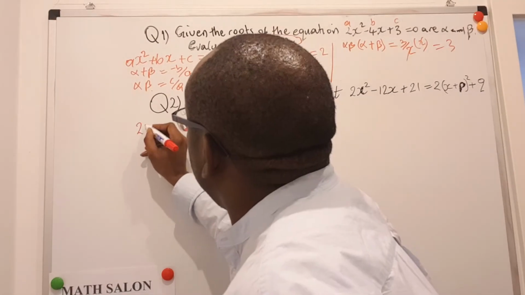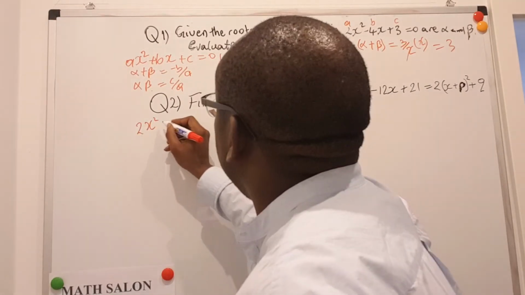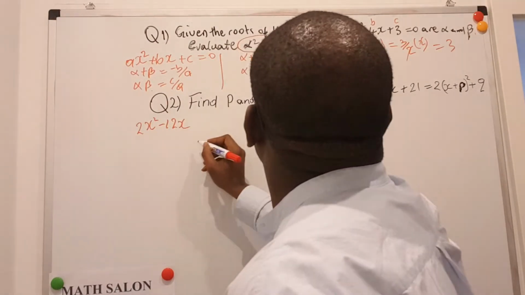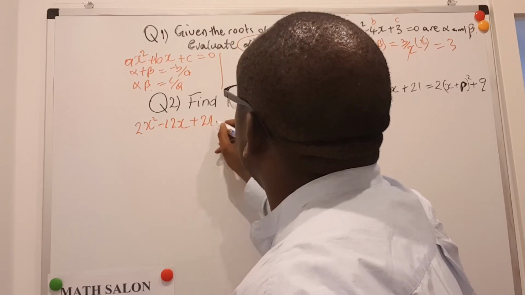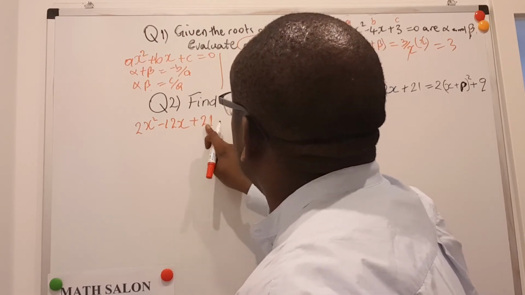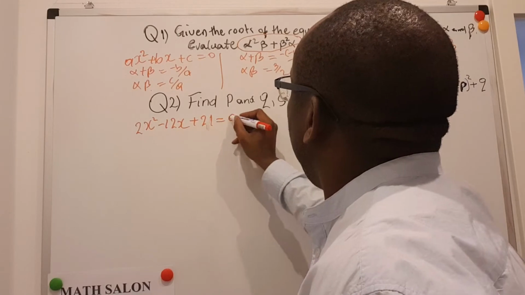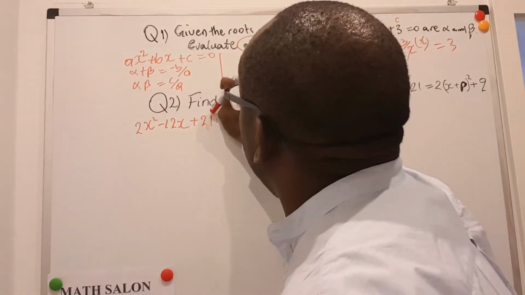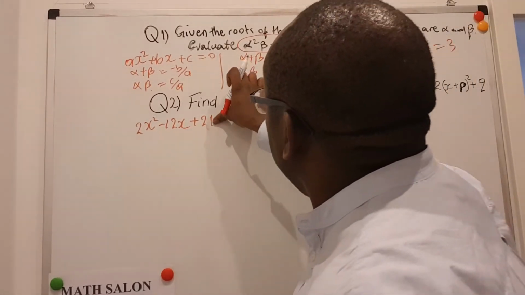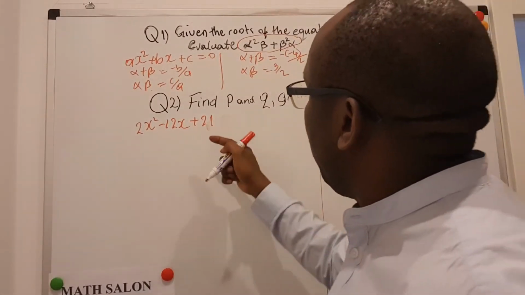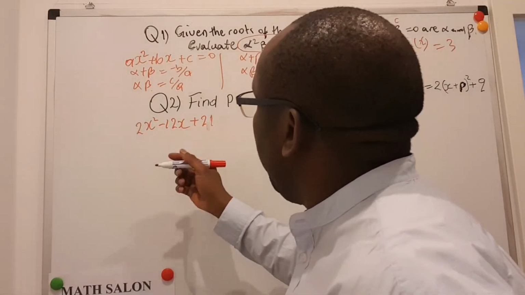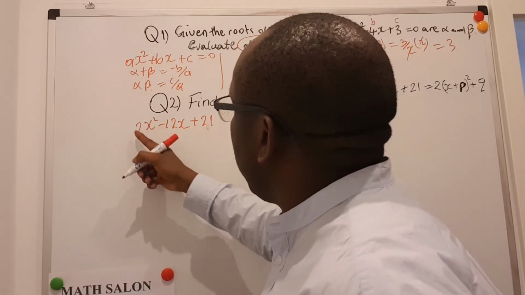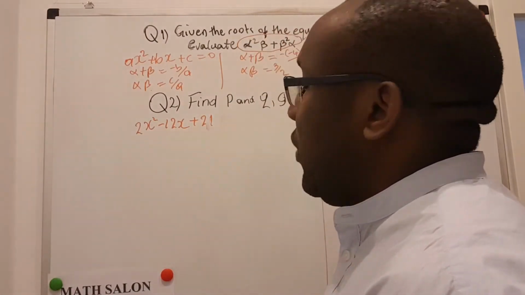So our equation is given as 2x squared minus 12x plus 21. Sorry, that's not equal to 0 here. I will just use the left hand side, and I will do it at the end to equate it to the right hand side. So we just keep that. If that is the case, to complete the square, the first thing we do is try to make the coefficient of x squared to be 1.